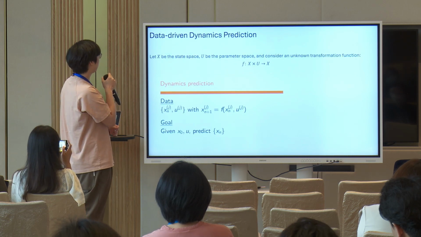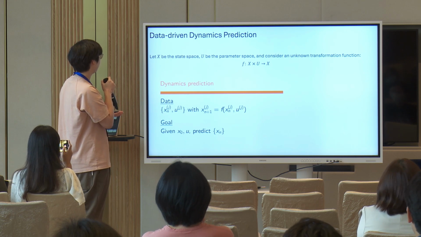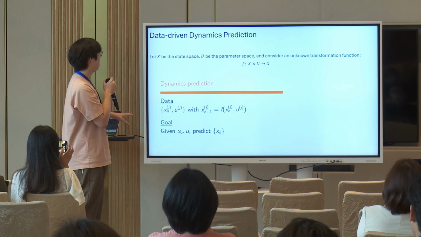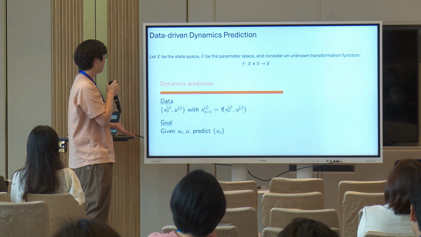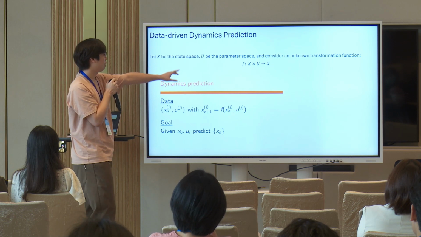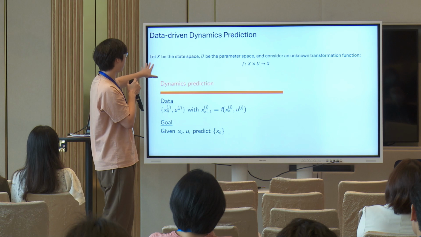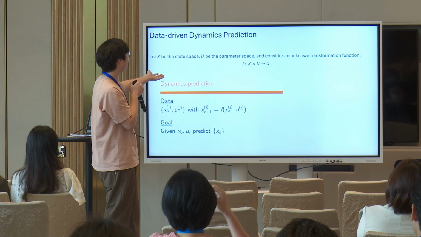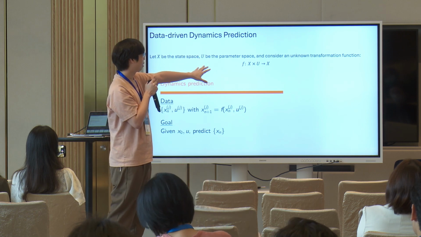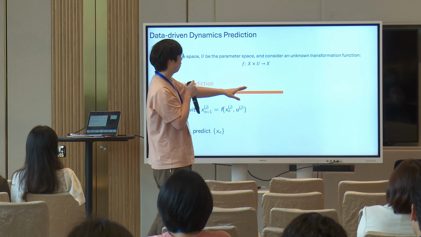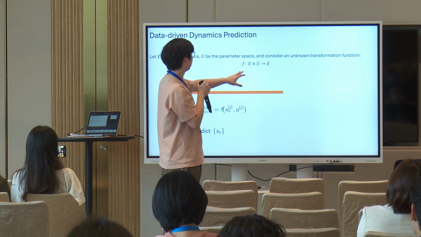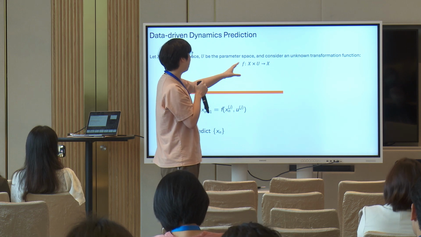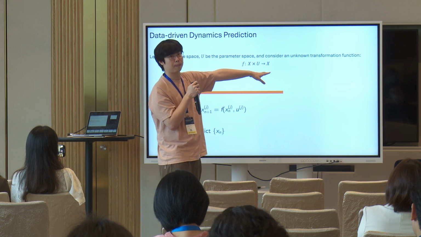So how do we solve this problem? We start from the data-driven dynamics prediction with a mathematical formulation. Mathematically speaking, let X be the state space and U be the parametric space. So X in our problem is the BMI trajectory, and U is the proteomics. What we want is to find a continuous function f which maps the state space times U, the control space, to the space X. F maps X times U to the space X.